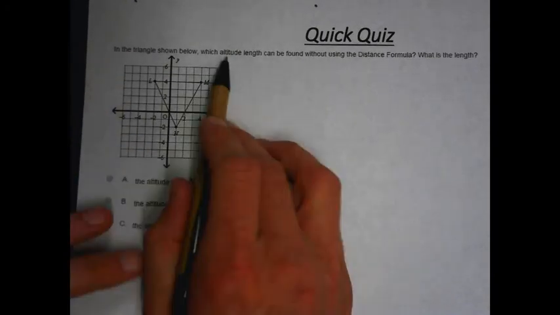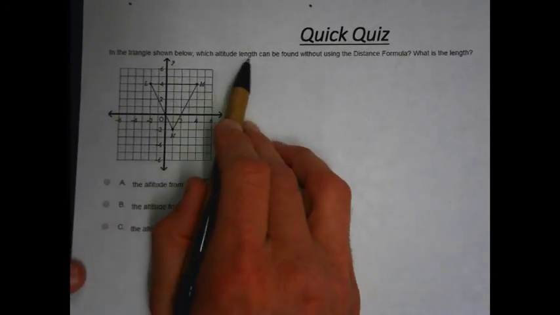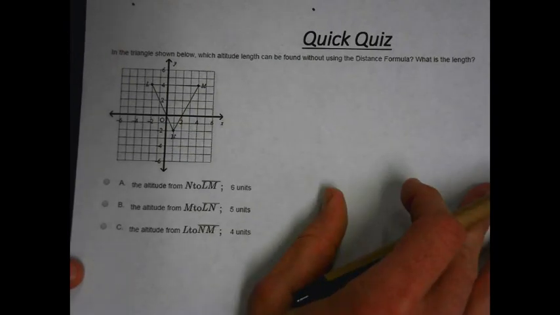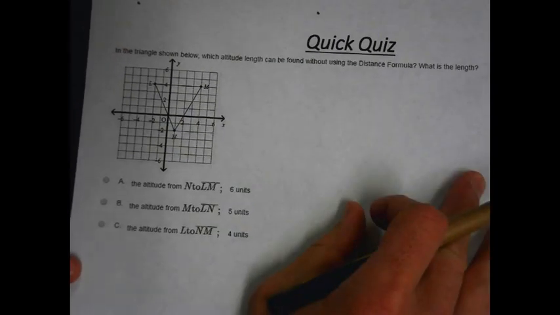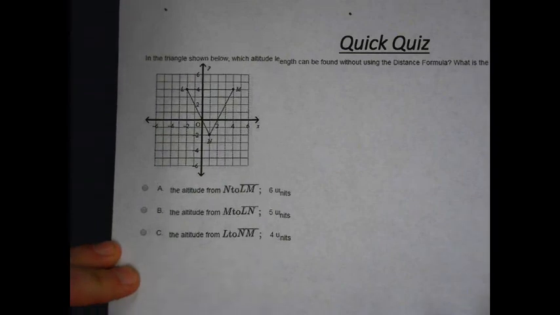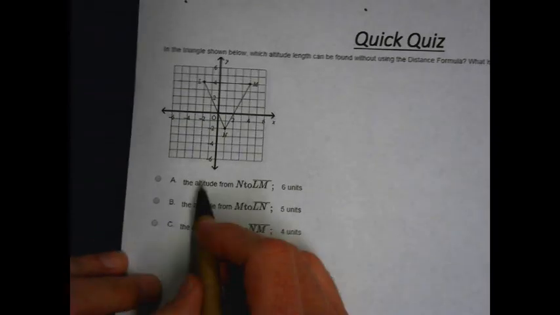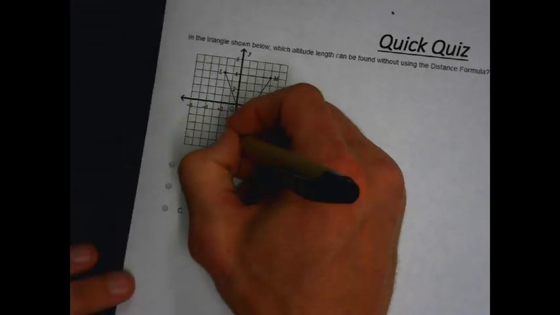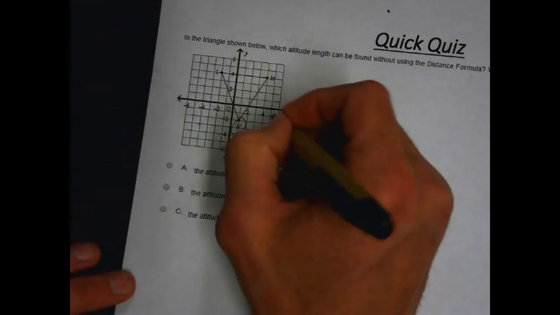In the triangle shown below, which altitude length can be found without using the distance formula, and what is the length? Okay, so we have a triangle here, and we're looking to see which altitude length can be found without using the distance formula. So here's choice A. The altitude from N to LM. Here's N, and here's LM. Can we find the altitude? Well, I don't know. Can we drop a perpendicular? You know what? We can.